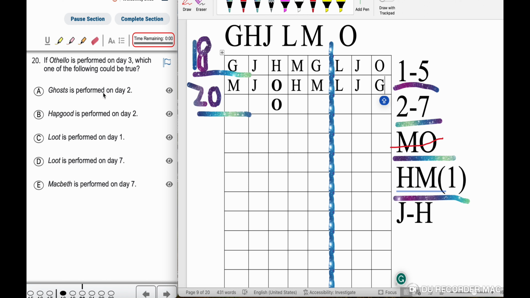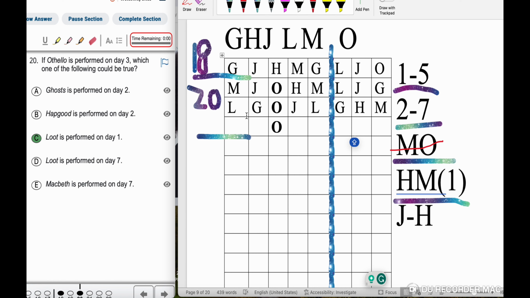G is performed on day 2. H is performed on day 2. L is performed on day 1. L is performed on day 7. M is performed on day 7. So right now I have created 2 worlds so that we can get a better choice which could be true.